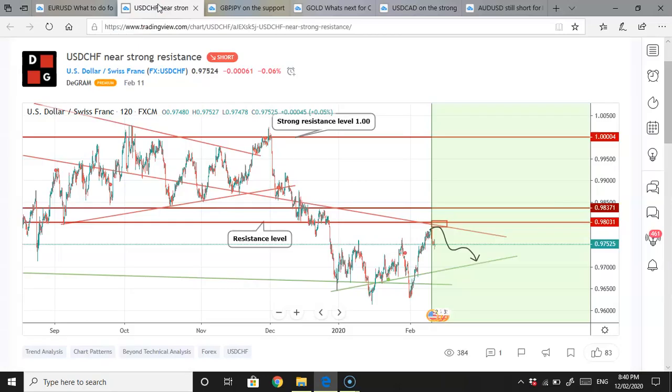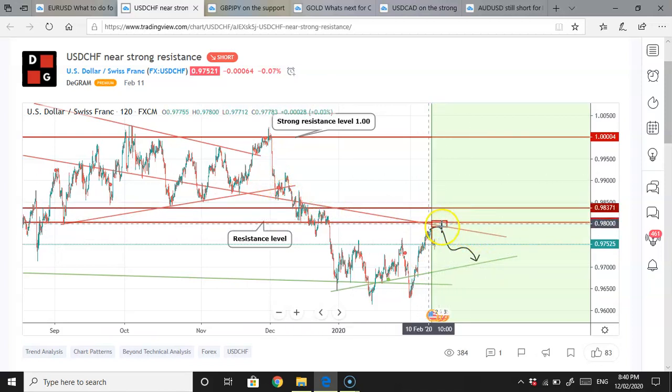USD Swiss, we're looking at a sell trade here as well. What we'd like to see from price is, again, it's stabilized a little bit. We've got the 2 hourly chart up here. We look for a small rally up until this resistance line here.